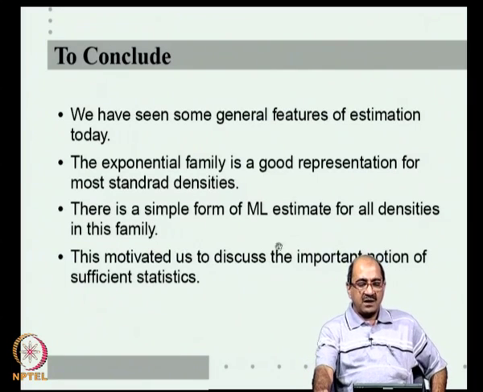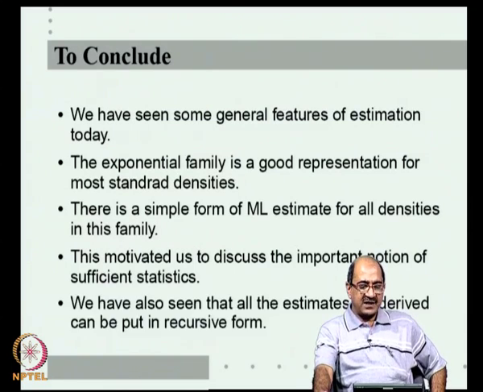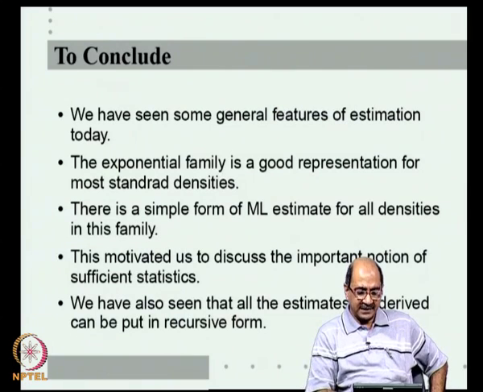Okay. So, using this exponential family example, we have motivated the idea of a sufficient statistic, then we defined a sufficient statistic, seen examples of sufficient statistics, and then we also stated the factorization theorem, which gives if and only if conditions for a statistic to be sufficient, and proved the factorization theorem. Then finally, we have seen that all estimates we derived can be put in recursive form. ML estimates become recursive by looking at them as a general instance of stochastic approximation algorithms, and Bayesian estimates are inherently recursive, leading to what is called Bayesian learning.